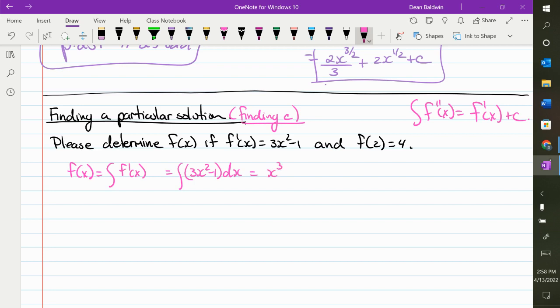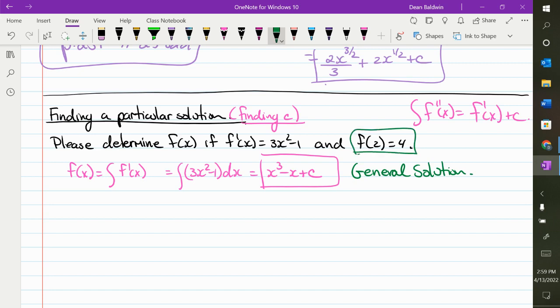X cubed minus x plus c, right? So this is called the general solution, because we don't know what c is. All right? So it's just called the general solution. To get the particular solution, you need the other piece of information, which is this. F of 2 is equal to 4. So, what is my x value and what is my y value in that? Yeah, there's x, there's y.